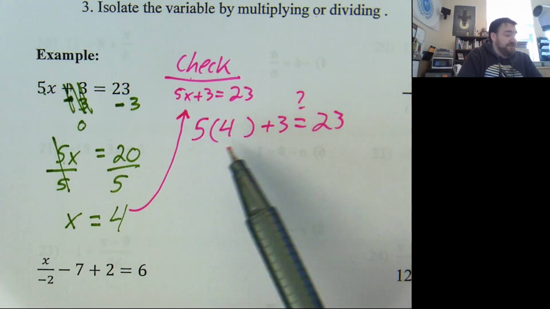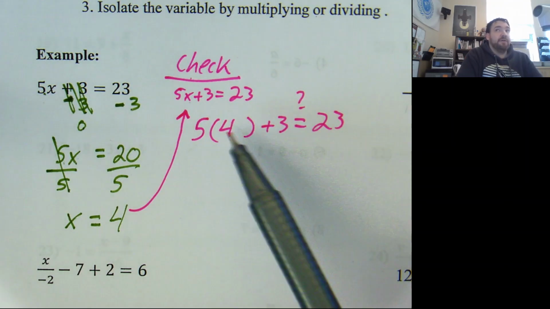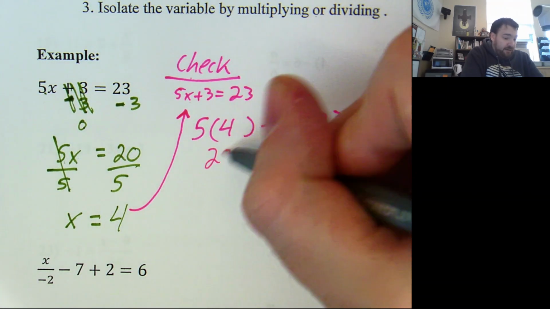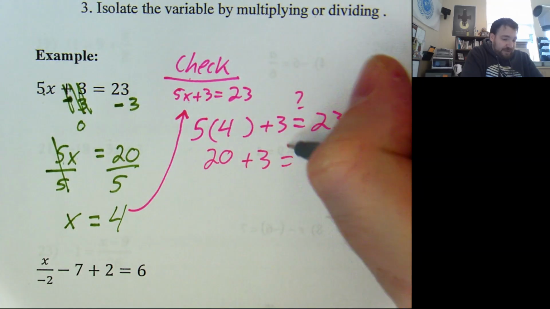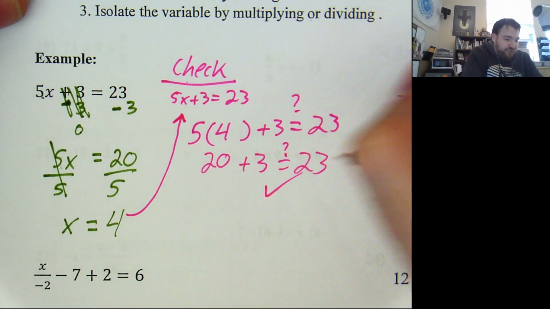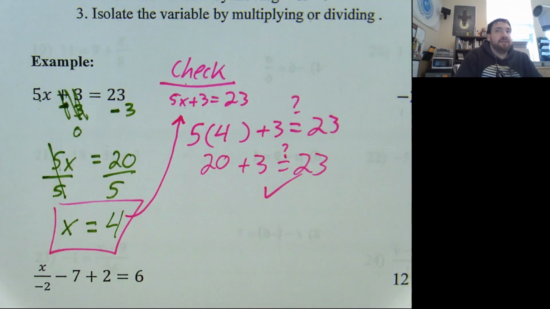Now when I've got no variables, this is where we do BEDMAS proper. So 5 times 4 is 20, plus 3. Is 20 plus 3 equal to 23? You bet. Because this is true, this must be correct.